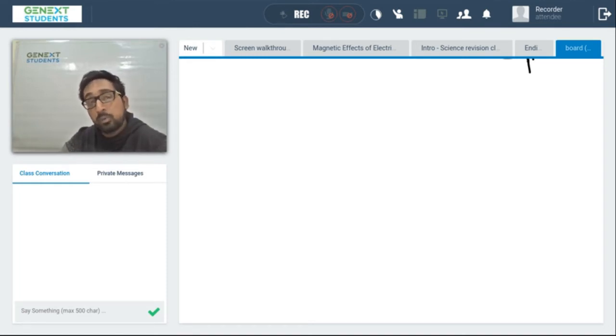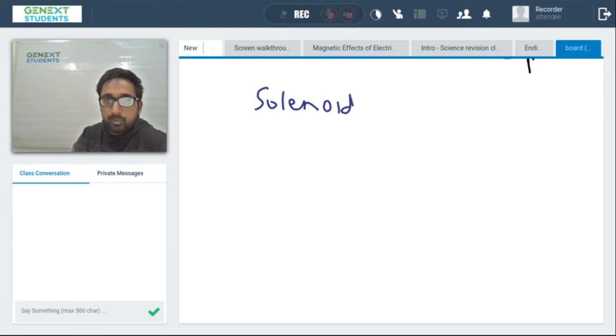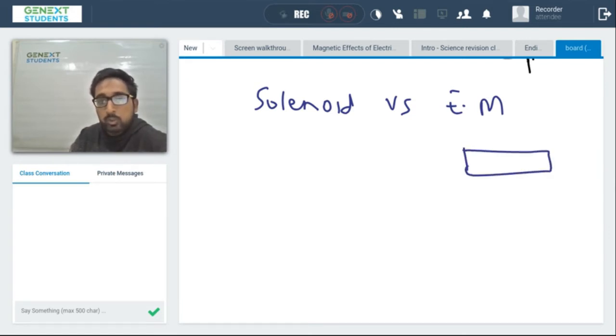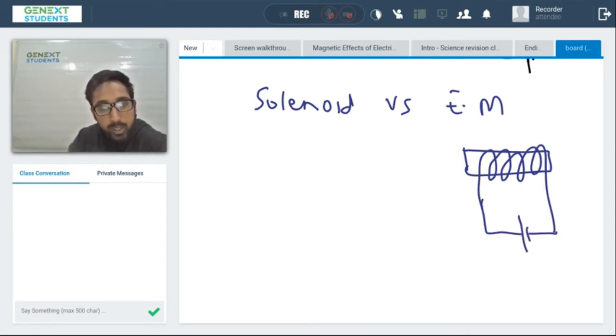All right. Also, before moving forward, let me differentiate between two misconceptions students have. What is the difference between an electromagnet and a solenoid? In an electromagnet, you take a metal rod and you just wrap a wire around it, and you get this wire connected like this. So this is known as an electromagnet.